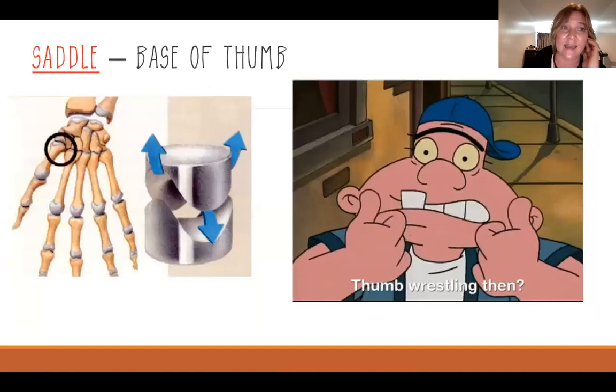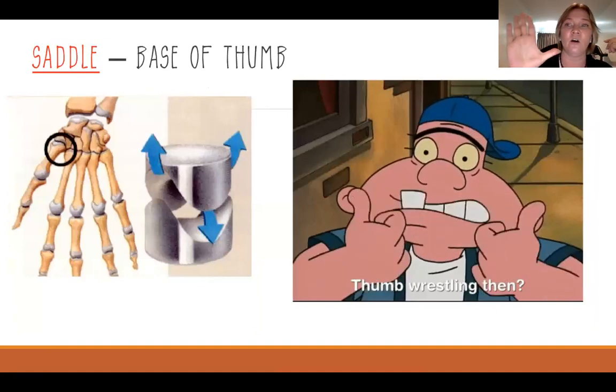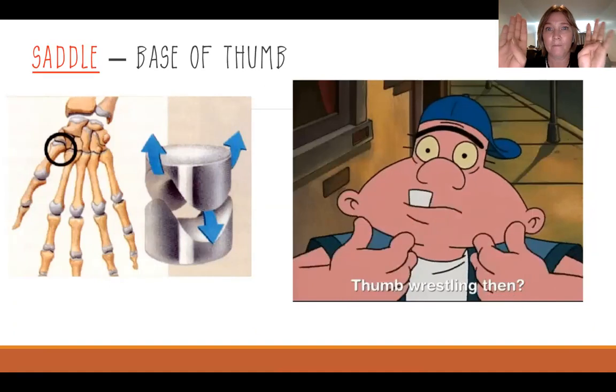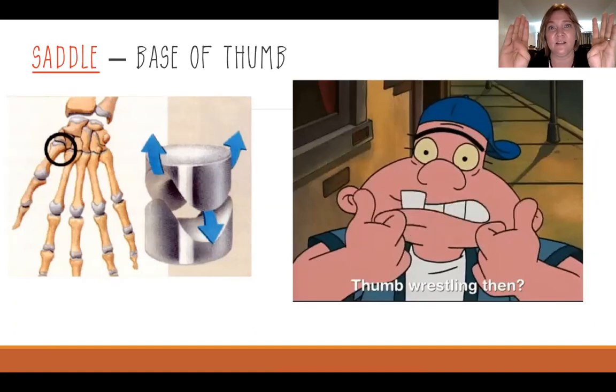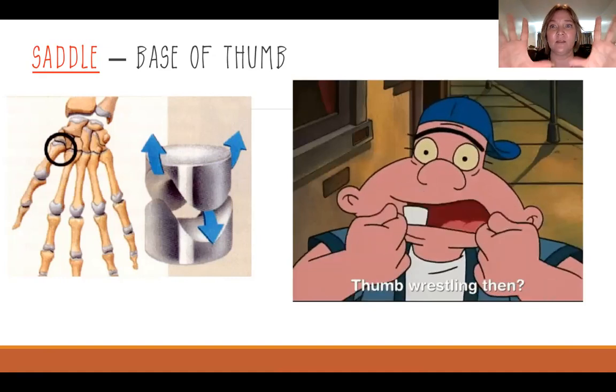You have the saddle joint, which looks like a saddle. That's why it's called the saddle joint. It's at the base of your thumb. This is what allows us to have what are called opposable thumbs, which are thumbs that can move in this direction. That's one of the big things that separates us from the apes. Apes can't do that. They can only move their thumb back and forth like this. They can't move it like that. So it allows us to do better grasping.